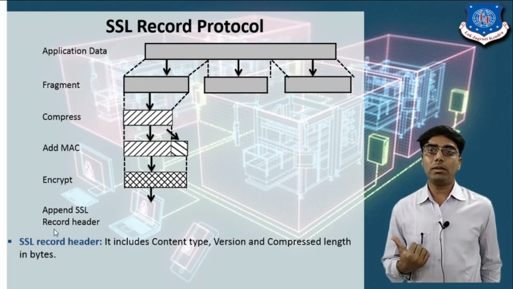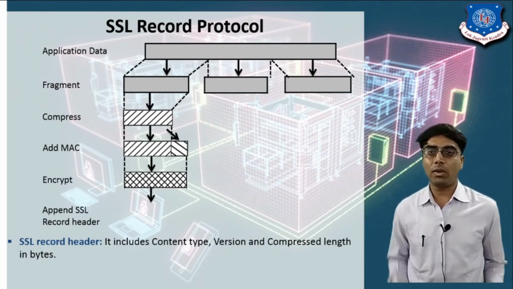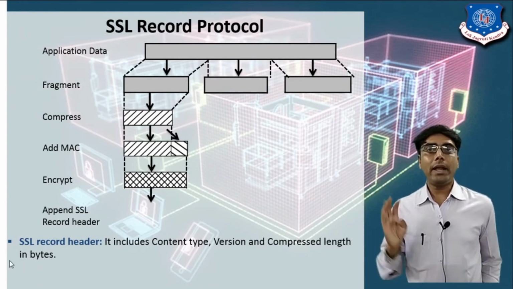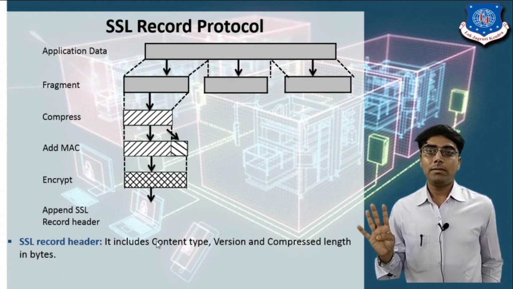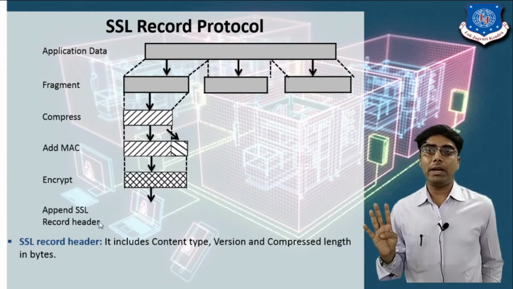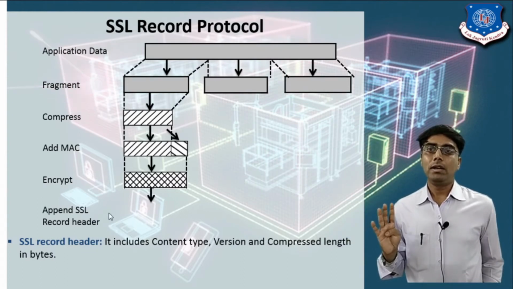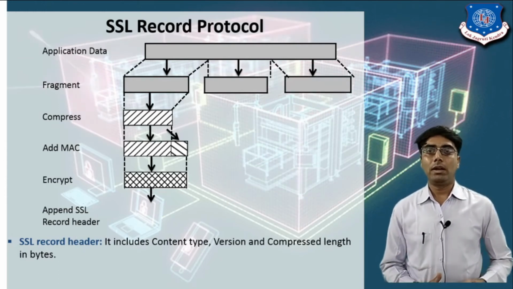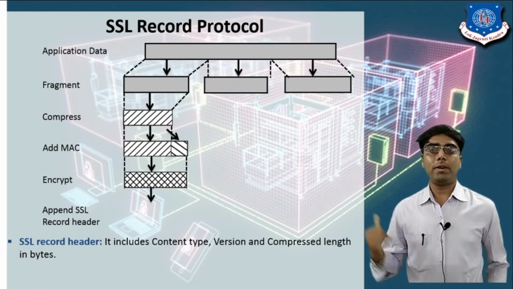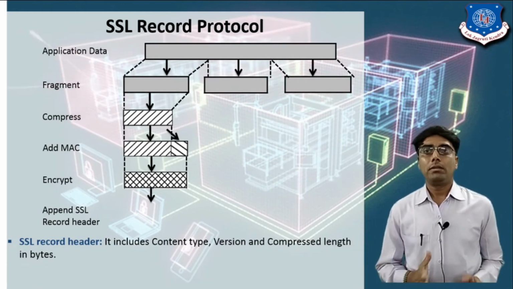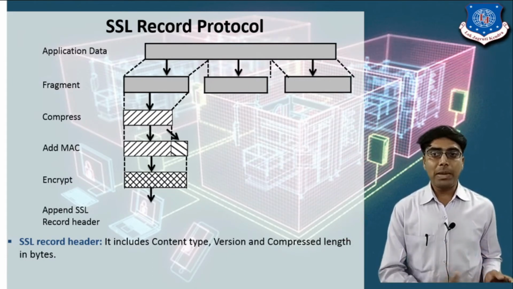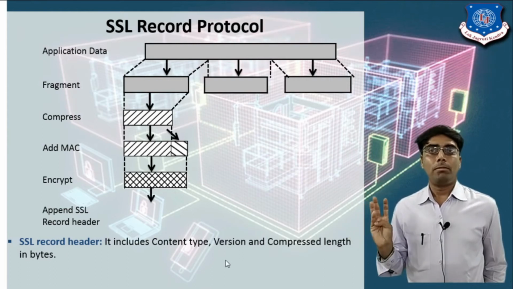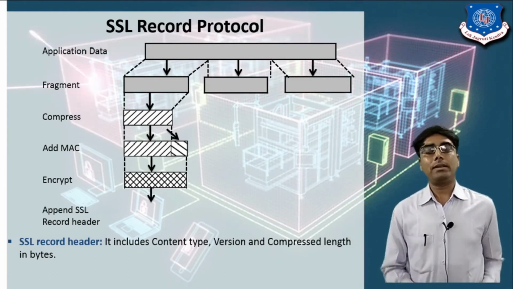Now the next layer is called append SSL record header. In this SSL record, it includes 4 fields. Here the encrypted message is appended with the SSL record header. So in the SSL record header, we are considering 4 fields. The first is the content type, then the minor version, the major version, and the compressed length.